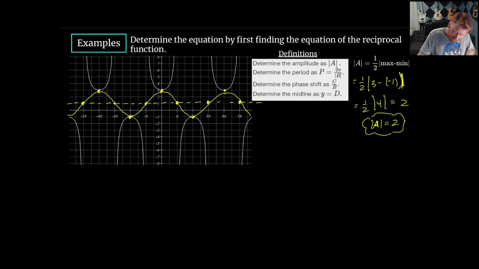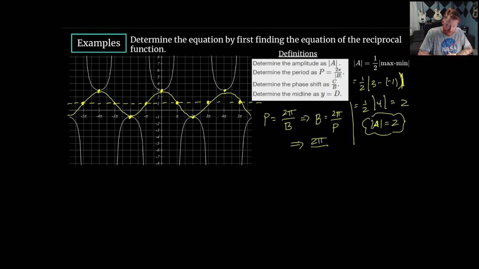Next, we'll take a look at finding the period. So the period is always 2 pi over b. If we do a little bit of algebra on that, we can solve for b, and we'll get that b is equal to 2 pi over p. So we can use this now to figure out what our b value is. So the b value is going to be 2 pi over, and let's figure out what our period is.